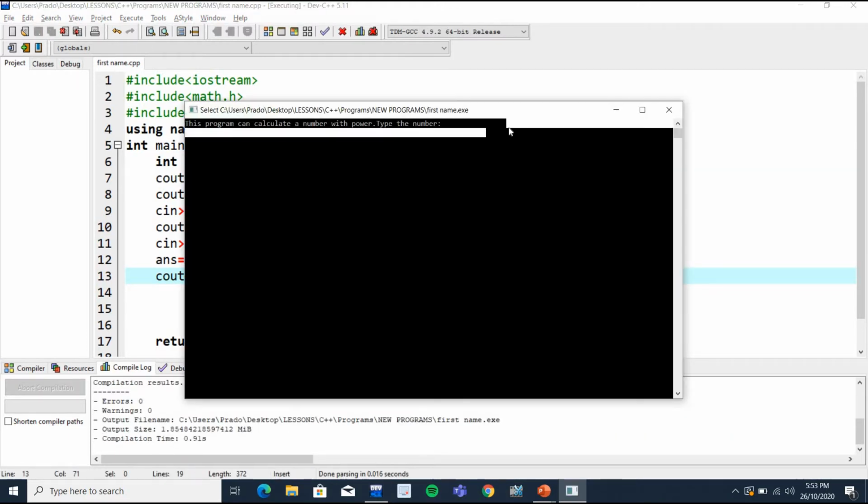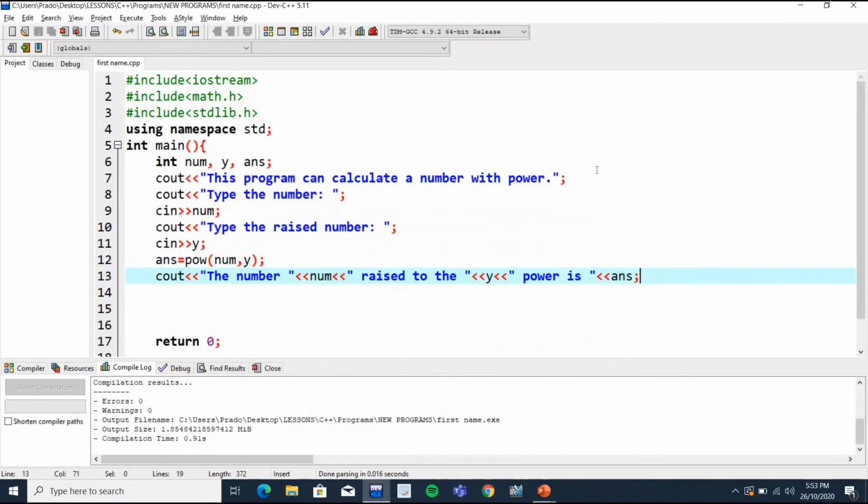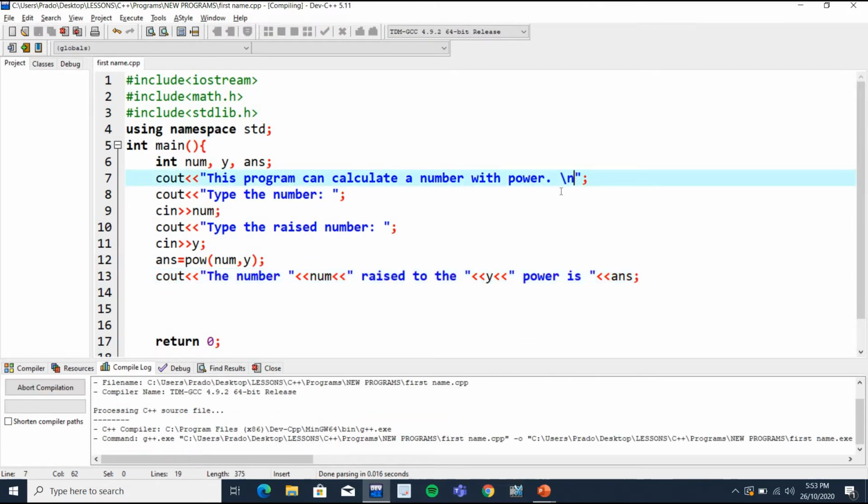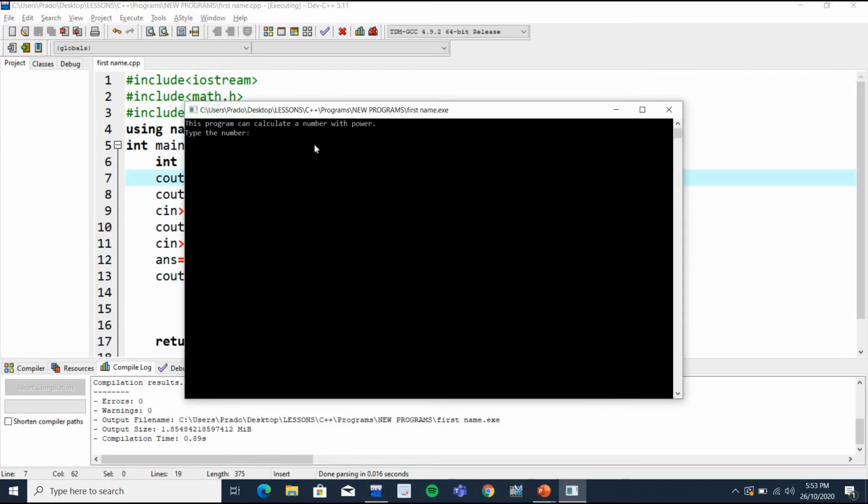So, this program can calculate a number with power. So, lagyan ulit natin ng /n. So, ulit. Ayan. So, type the number. For example, 2. And then type the raised number, also 2. So, 2 times 2 is equals to 4. So, the number 2 raised to the 2 power is 4.